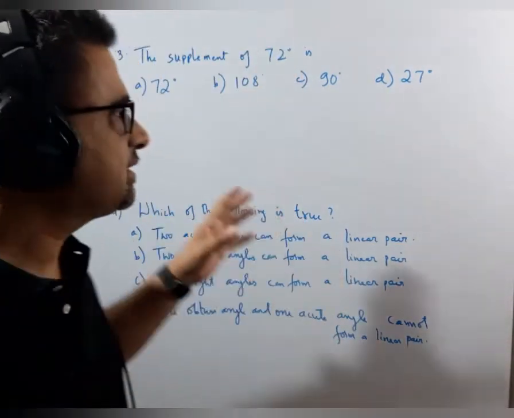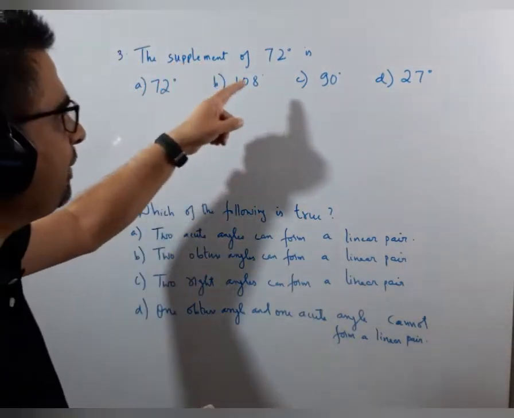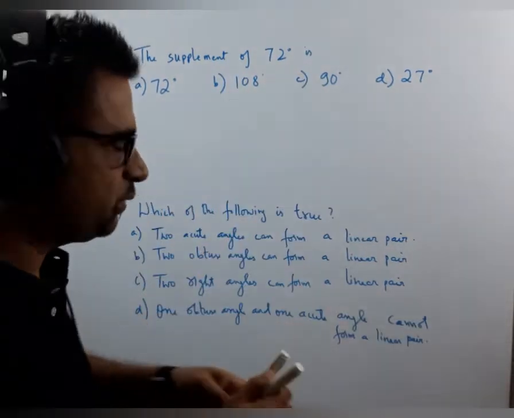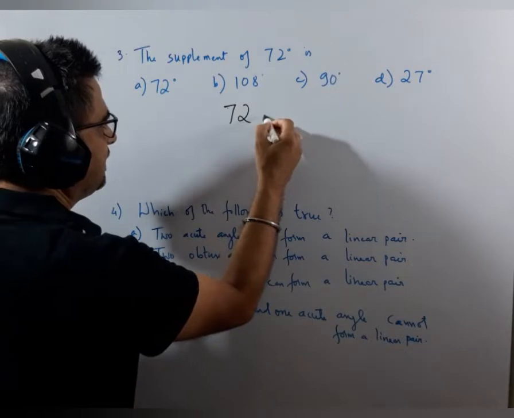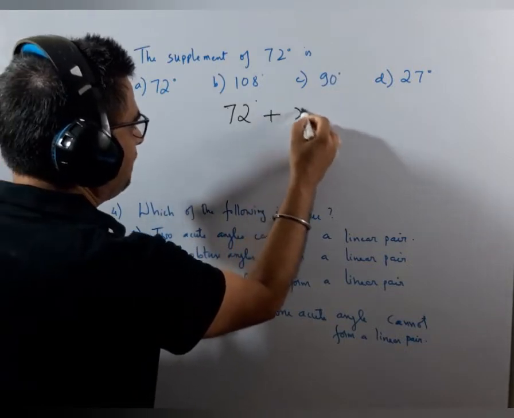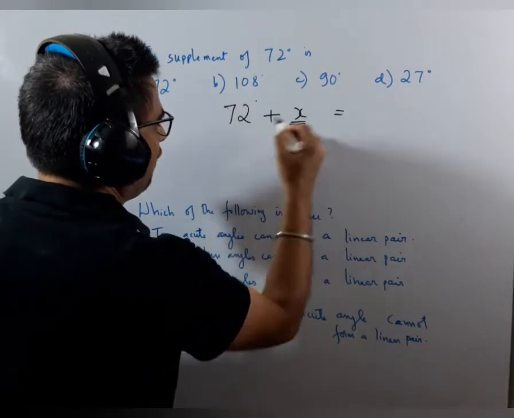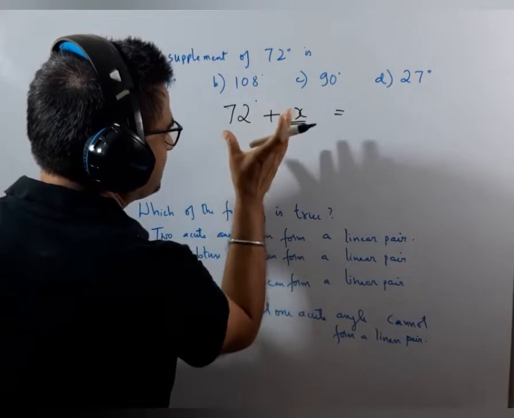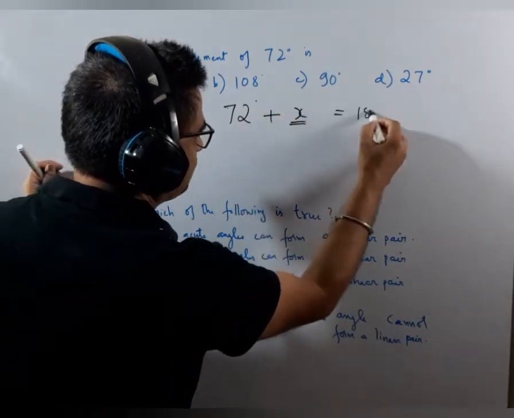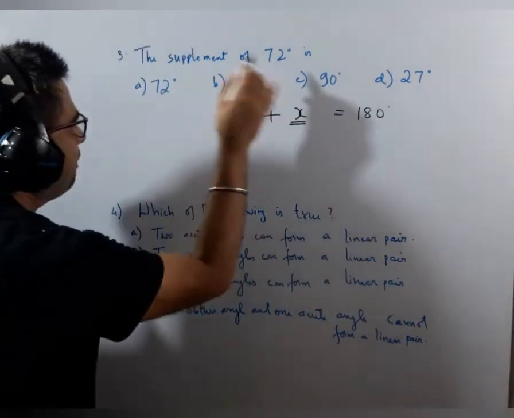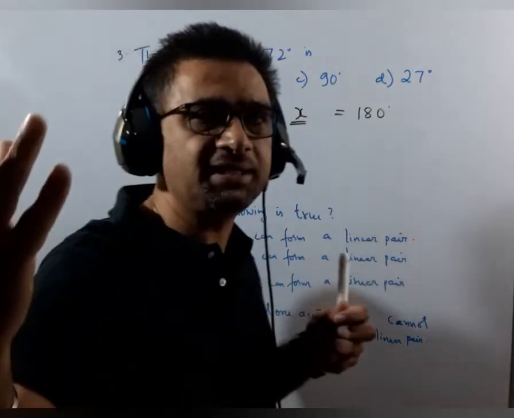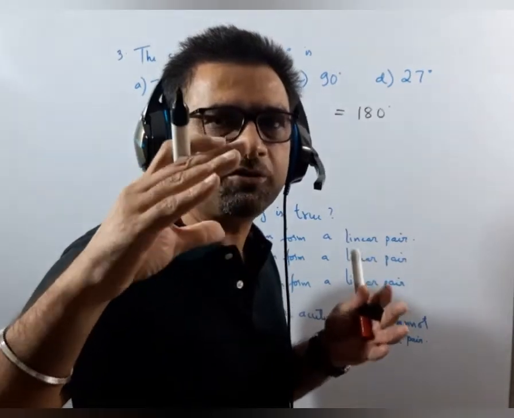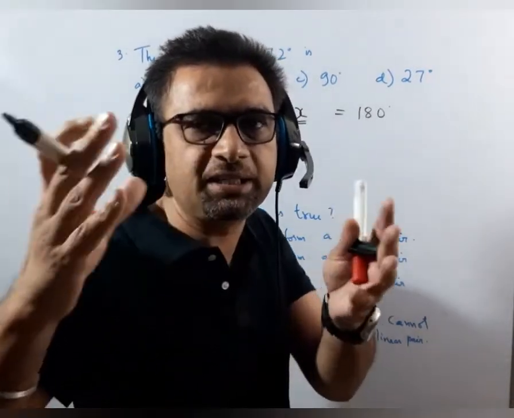So in this case, the question is: what is the supplement of 72 degrees? Which means, essentially, this question is asking us 72 plus some angle, which is its supplement. Obviously, when two supplements add, what is the sum? It's 180 degrees. So what is the supplement of 100? It's 80, we just saw. The supplement of 100 is 80, because together they make 180 degrees.